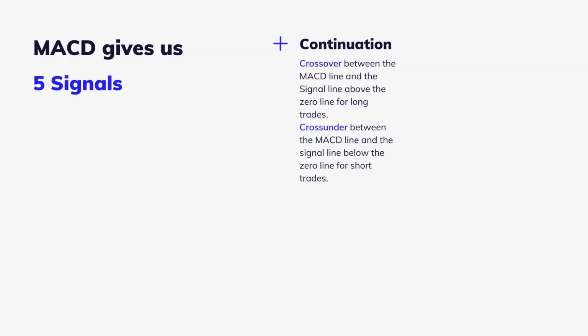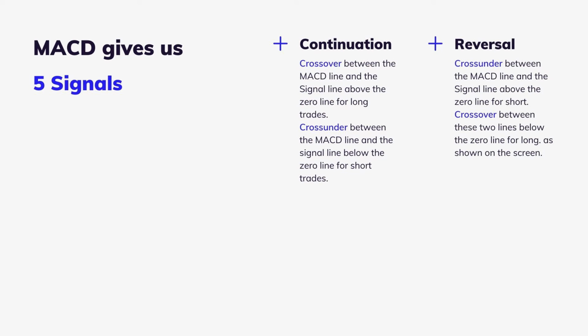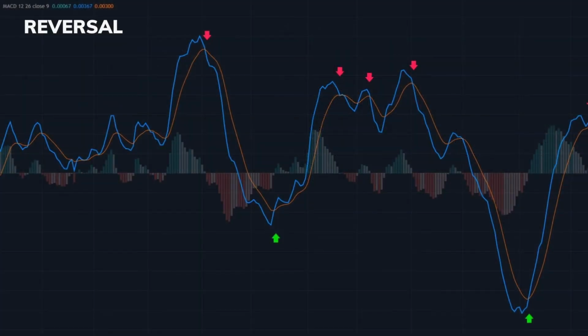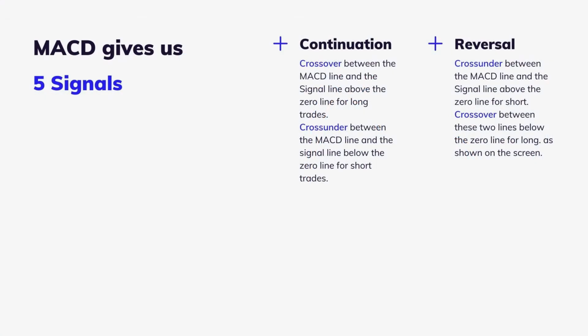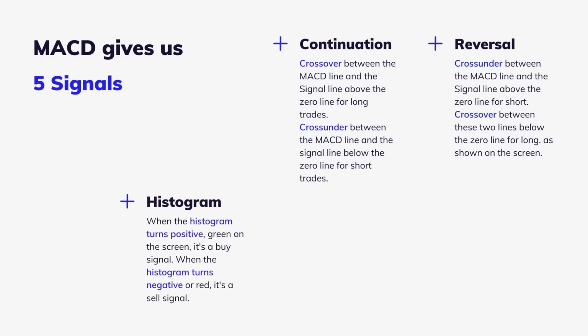Secondly, the reversal signals, represented by a cross under between the MACD line and the signal line above the 0 line for short, and by a crossover between these 2 lines below the 0 line for long, as shown on the screen. The third signal that will interest us is the combination of the histogram and the 0 line. When the histogram turns positive, green on the screen, it's a buy signal. When the histogram turns negative or red, it's a sell signal.